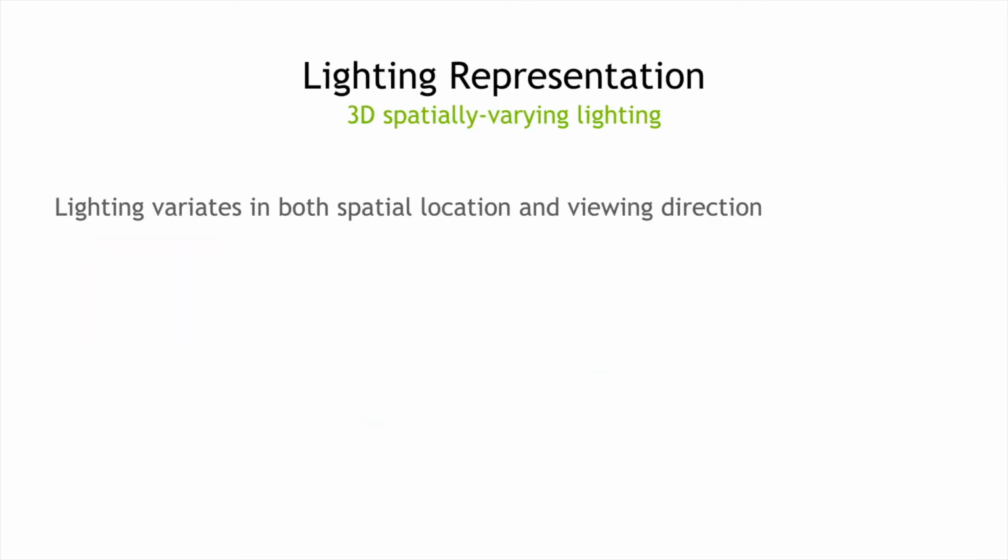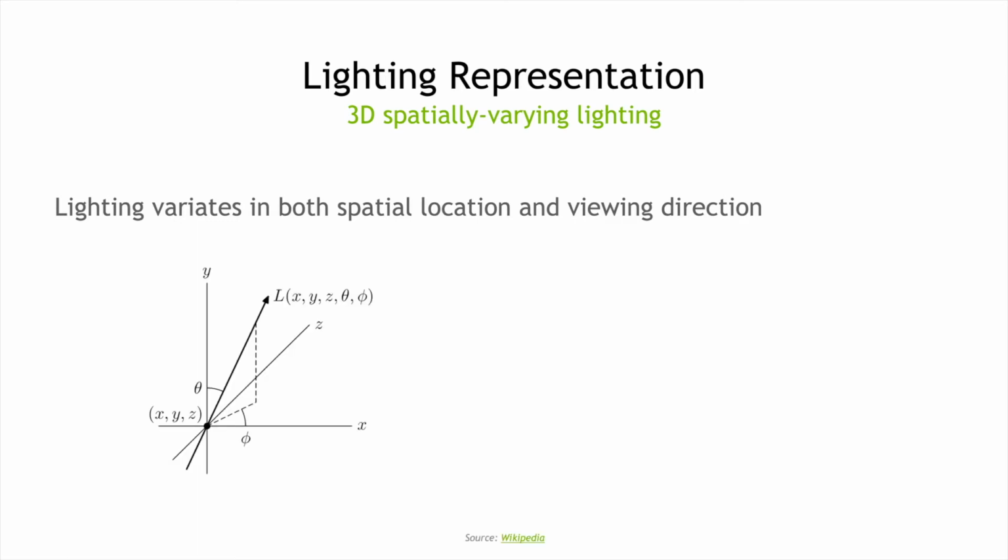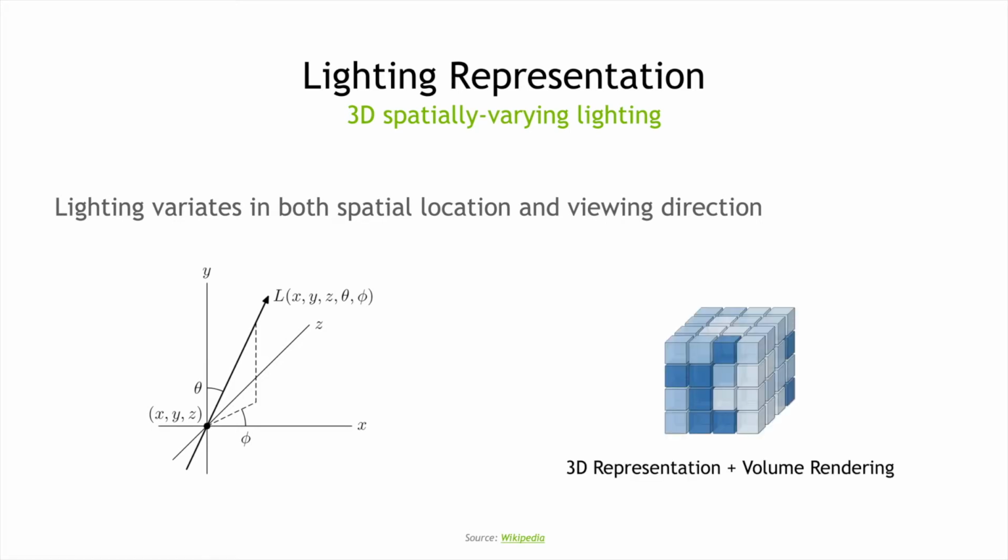The question is, how do we represent lighting? Lighting variation depends on both spatial location and viewing angle. The 5D function describing the incident lighting at every location xyz and viewing direction theta phi is also known as the light field. Directly modeling the 5D function is intractable. Inspired by volume rendering techniques, we propose volumetric spherical Gaussian, a voxel-based representation, and use volume rendering to render the lighting distribution.